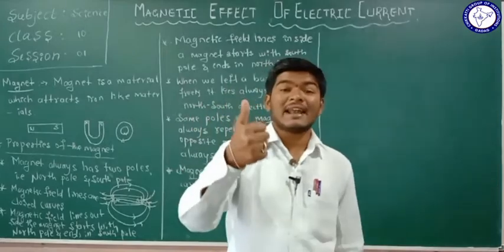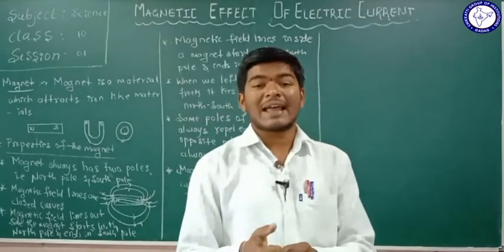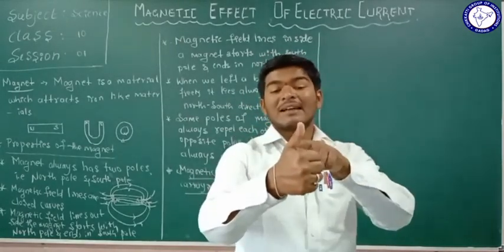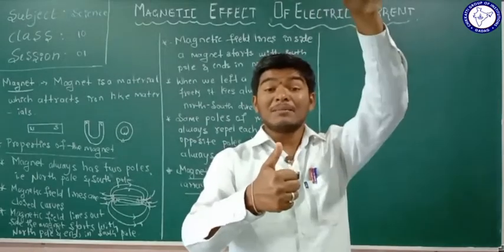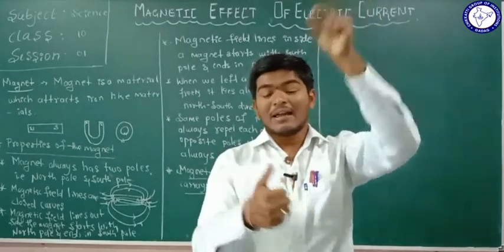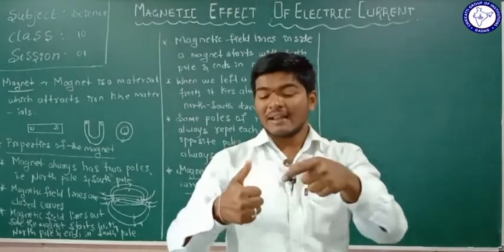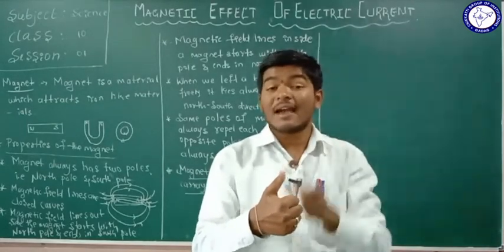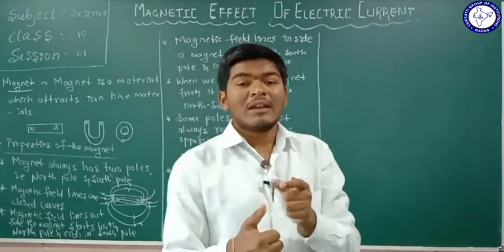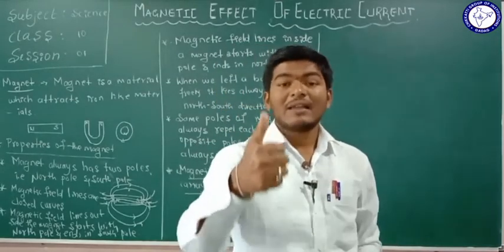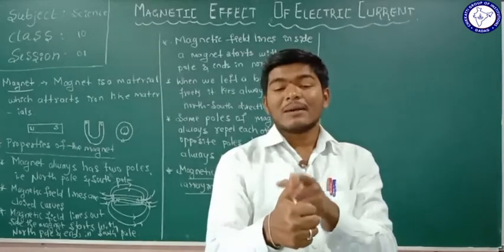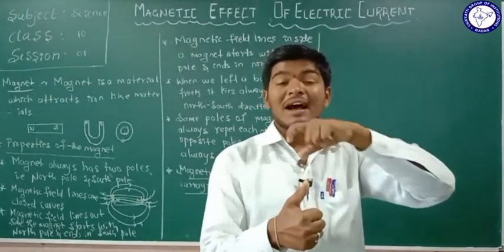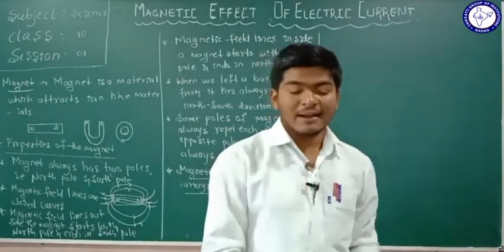What does the right hand thumb rule explain? When you hold an electric current carrying conductor in your right hand, your thumb indicates the direction of the current, and the other fingers indicate the direction of the magnetic field lines around the current carrying conductor. Is it clear? The thumb indicates the direction of the current, and the other fingers show the direction of the magnetic field.